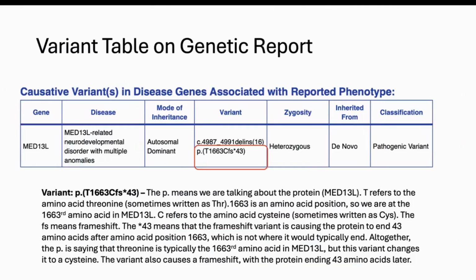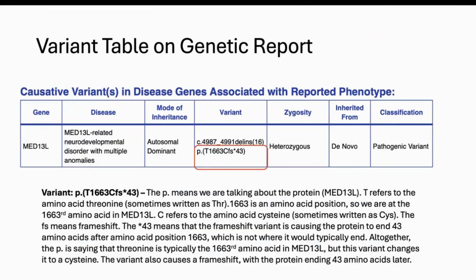Now for the P dot portion of the variant column. The P dot means we are talking about the protein, MED13L. T refers to the amino acid threonine, sometimes written as THR. 1663 is an amino acid position, so we are at the 1663rd amino acid in MED13L. C refers to the amino acid cysteine, sometimes written as CYS. The FS means frame shift. The star 43 means that the frame shift variant is causing the protein to end 43 amino acids after amino acid position 1663, which is not where it would typically end.